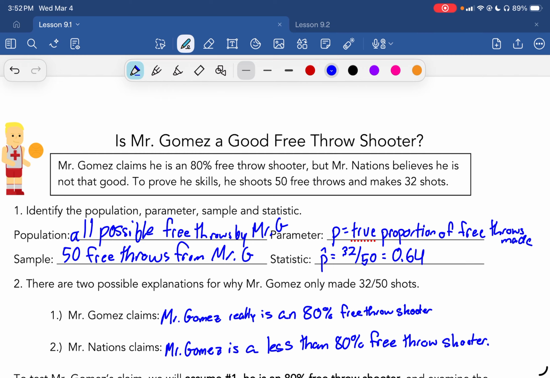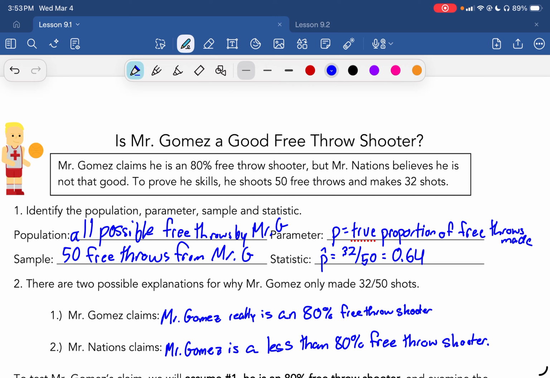Now, when we talk about identifying population parameter and sample statistic, don't forget that some of these things we don't know. We don't know all possible free throws by Mr. Gomez, but that's our population. We'll never know how many free throws there are because they could keep going forever. We do know the sample, though, is 50 free throws from Mr. Gomez. It's those 50 shots he took.